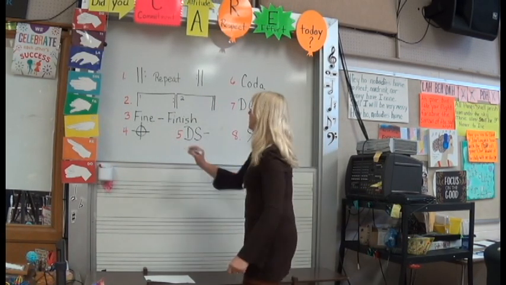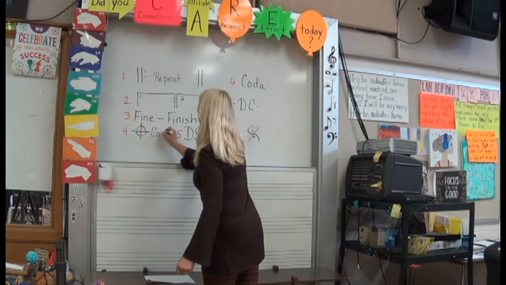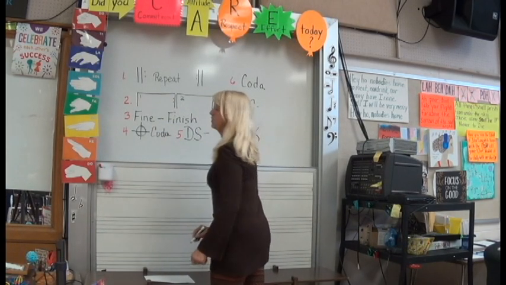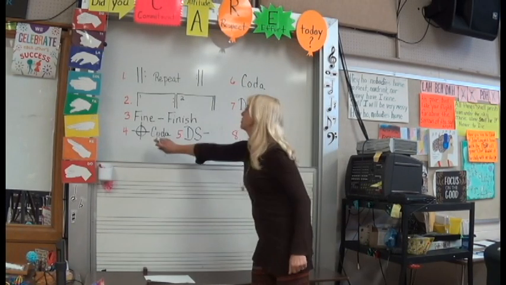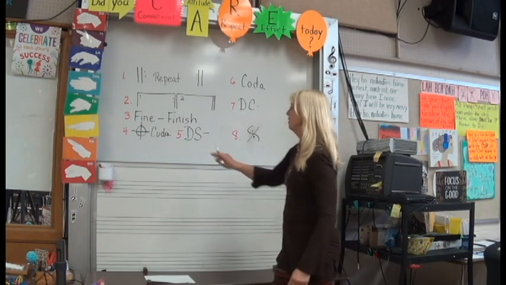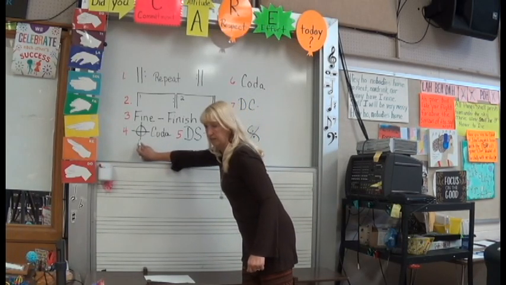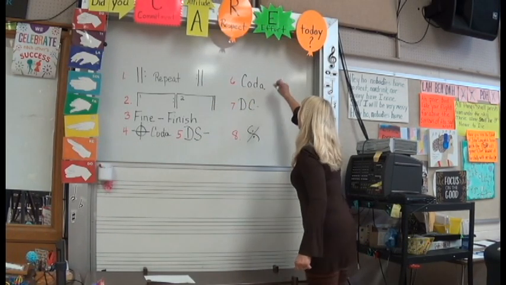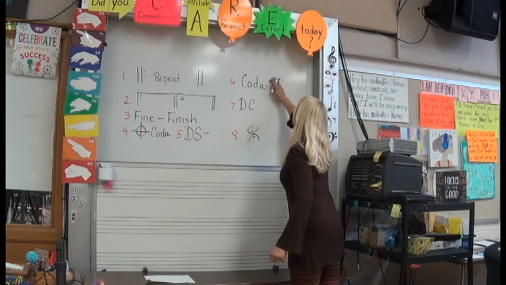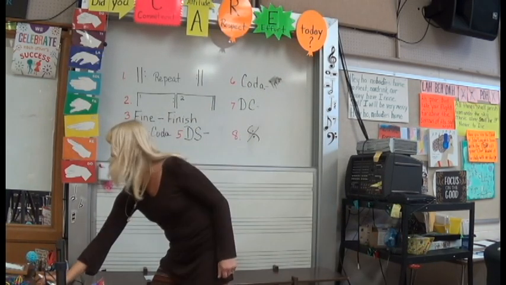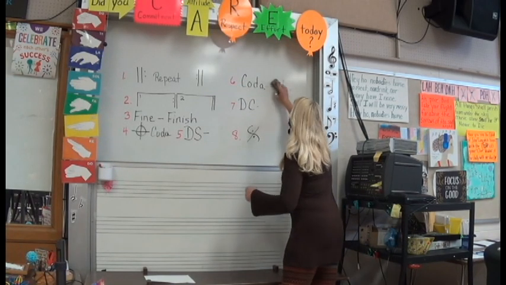Okay, next one you'll have a circle with a cross through it. This is a symbol. And this is the coda sign. Coda. So that's just the coda sign. Okay, what is that sign? Good, coda sign. Coda is another ending.